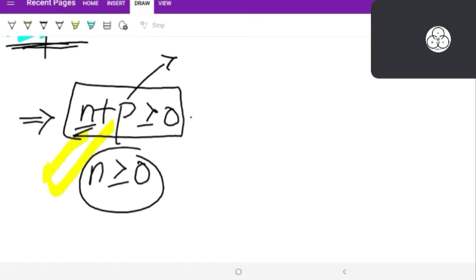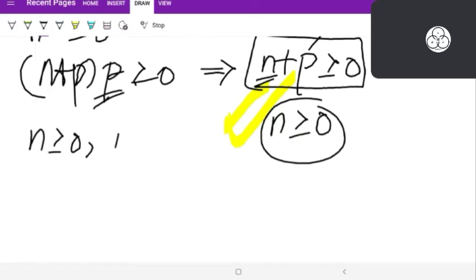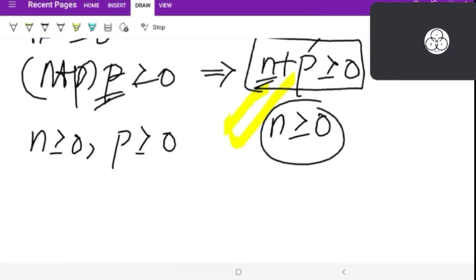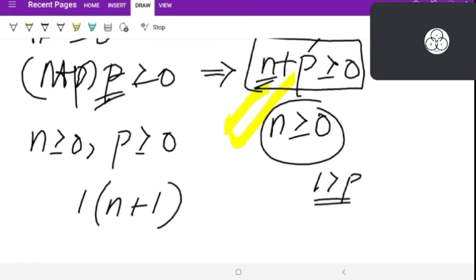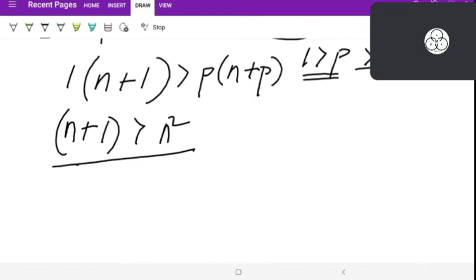So these are the few things we have, which give us an idea about the problem. N is greater than or equal to 0, and p is also greater than or equal to 0. Now we have these identities in our hand. Another simple iteration: 1 into n plus 1, and this 1 is greater than p, with p greater than or equal to 0, which implies that this is greater than p into n plus p. Another important iteration, which implies that n plus 1 is greater than n square. We got the required result, right? That is, n square minus n minus 1 is less than 0.